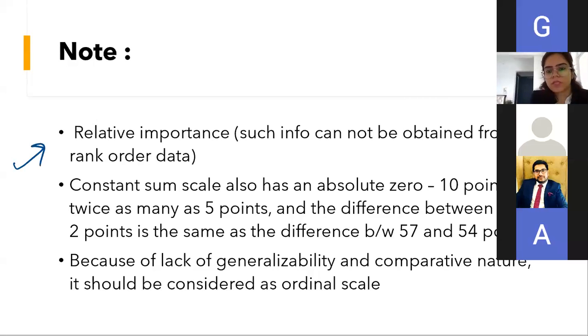Relative importance cannot be obtained from rank order data. Constant sum scale also has an absolute 0. So 10 points are twice as many as 5 points. A difference between 5 and 2 points is the same as a difference between 57 and 54 points. So it is sometimes called a metric scale too, but because it lacks generalizability and comparative nature, it should be considered as an ordinal scale only. Okay.